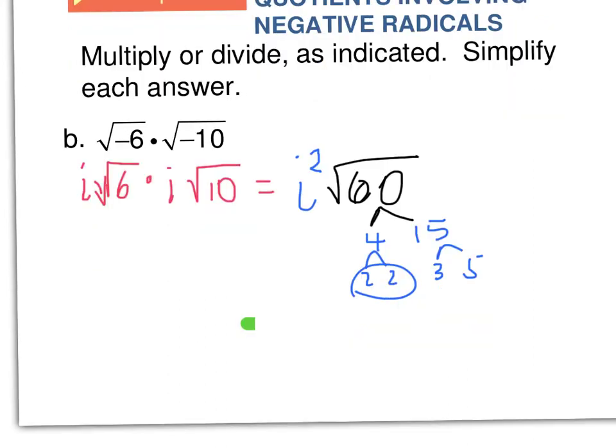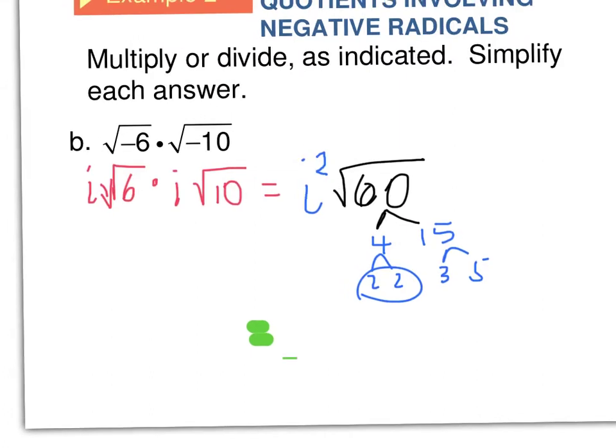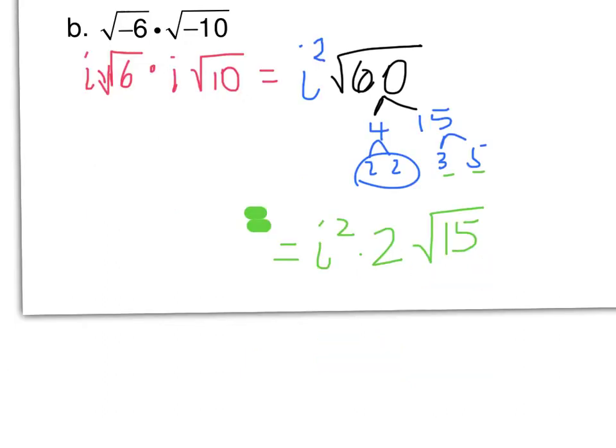Okay, so let me redo that. This is going to equal i squared, and then I got my 2 on the outside, and the root of 3 and 5 inside makes 15. But remember, i squared is equal to negative 1, so this is going to be negative 2 root 15.